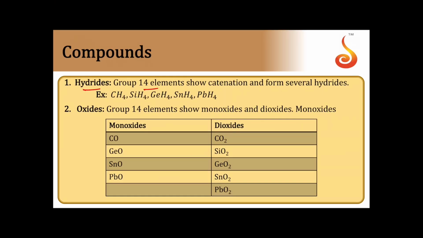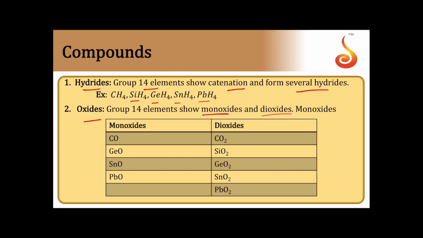First one, hydrides. 14th group elements show catenating property and form several types of hydrides like CH4, SiH4, GeH4, SnH4 and PbH4. Carbon can form even more hydrides, which are studied exclusively in organic chemistry. Coming to oxides of this group, there are two types: monoxides and dioxides. CO, GeO, SnO, PbO are monoxides, and the dioxides are CO2, SiO2, GeO2, SnO2 and PbO2.